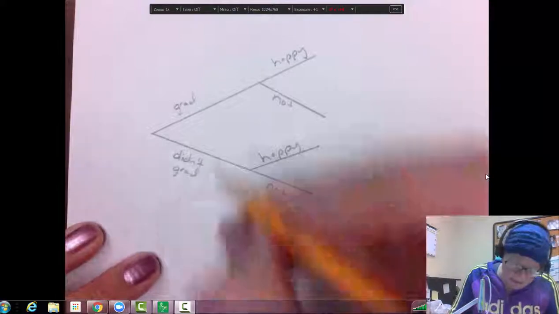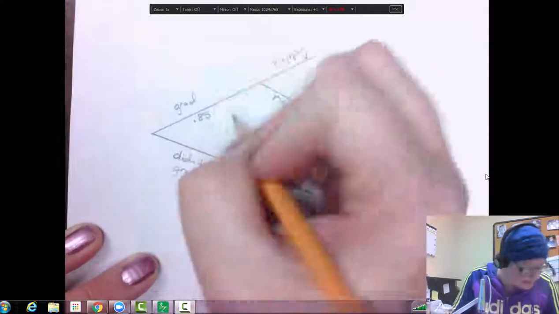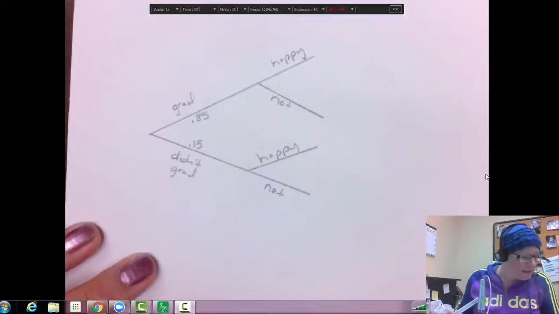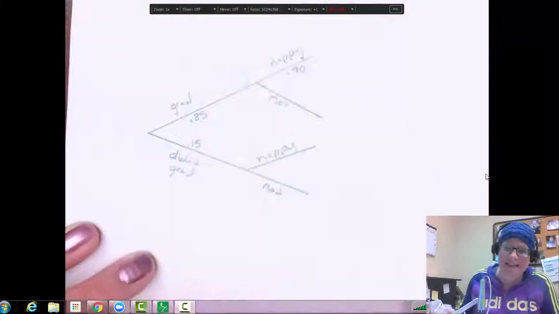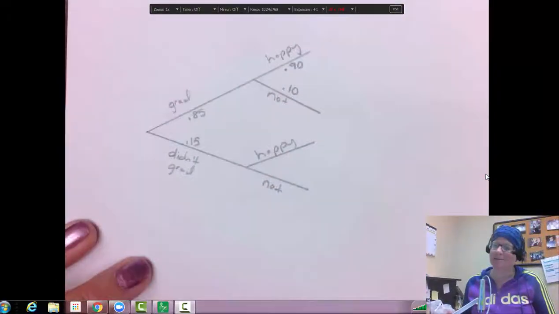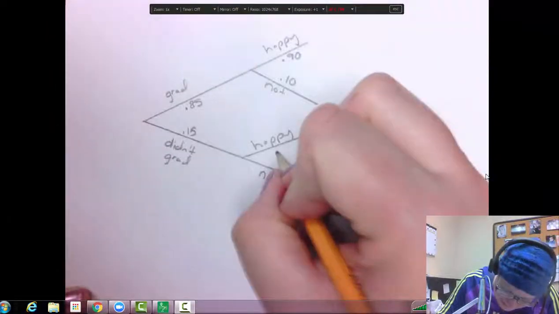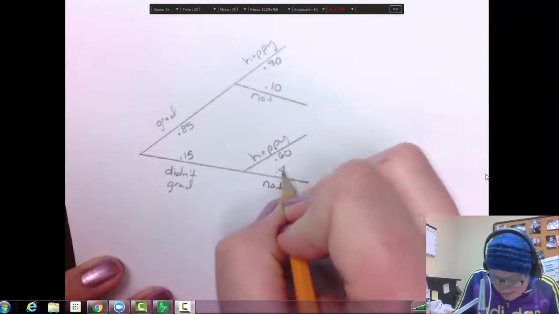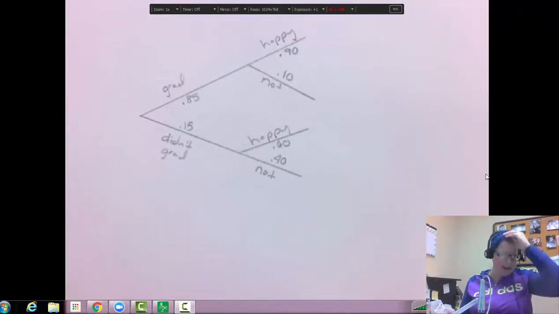Let's say the probability of being a grad from high school is 85%, and 15% of people did not graduate high school. And let's say that 90% of the people who graduated high school are currently happy, with 10% of those people being not so happy. And people who didn't graduate, 60% are happy, and 40% are not happy. So here is our table given a tree diagram.